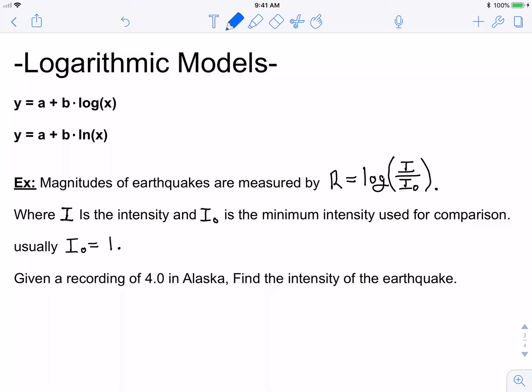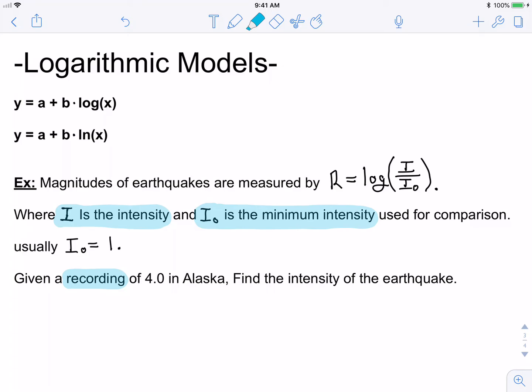And one thing that's easy to model with logarithmic models is the magnitude of earthquakes. This is given by R equals log of I divided by I0, where R is the recording of the intensity of the earthquake, I is the max intensity at the epicenter, and I0 is the minimum intensity we record, and this is used for comparison. So unless I0 is specifically given, we usually just set it equal to 1 because we always measure this earthquake sort of dissipating out, so we can find it equal to 1 somewhere.